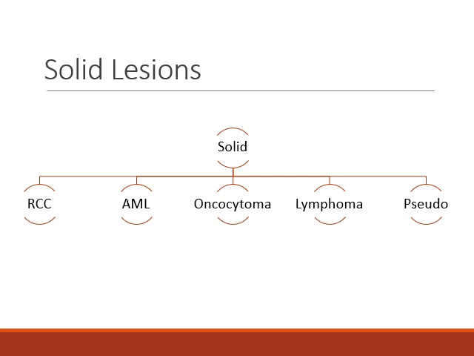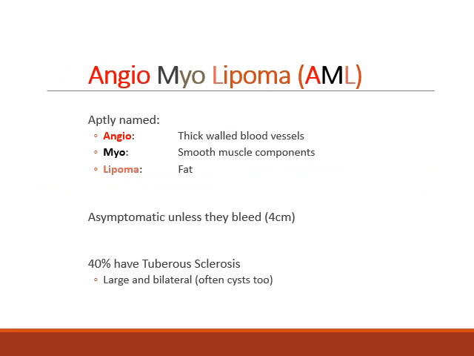I did warn you that RCC would take the longest because there is so much to talk about. The others are not going to take anywhere near as long, and the first is AML, Angio Myo Lipoma. Thankfully, the name says it all. It tells you what it's made of. Angio, thick-walled blood vessels, myo, smooth muscle components, and lipoma, macroscopic fat.